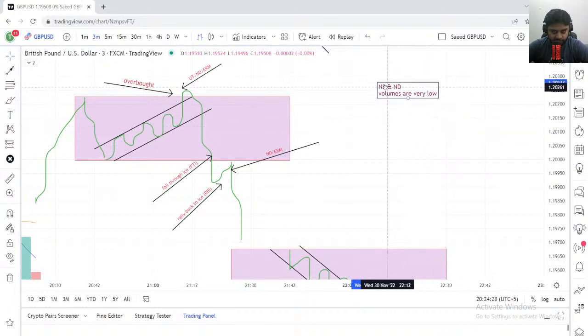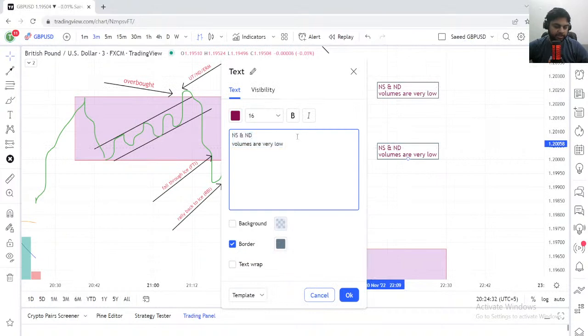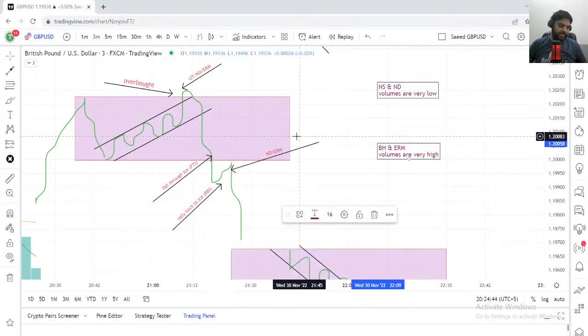So the volumes for ND and NS are very small. And how about the volumes of BH and ERM? The volumes are exactly the opposite. The volumes are very high. This is so simple to understand, isn't it? Extremely simple.